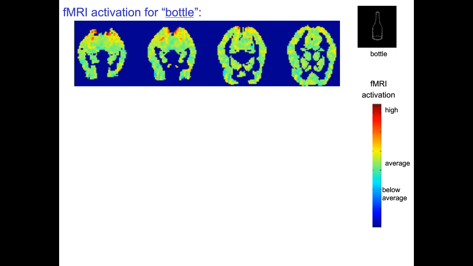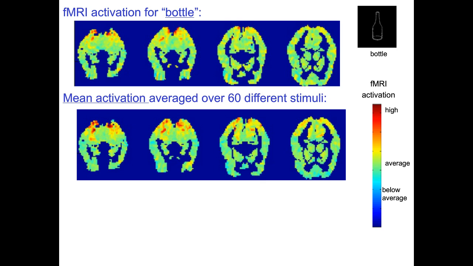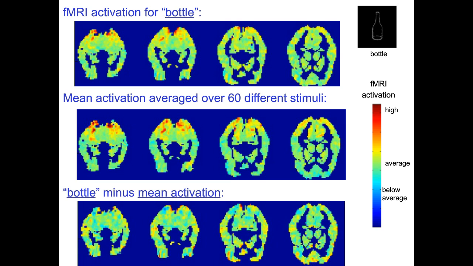perceives the stimulus bottle. Now you might ask me, is it different if they perceive a different stimulus? So to answer that, let me show you the mean activity if we average over 60 different stimuli. And now you can see it looks kind of like the activity for bottle, but there are some differences. And in fact, I could subtract out the mean activity from the activity for bottle. And if I do, then I will get the difference between the two.